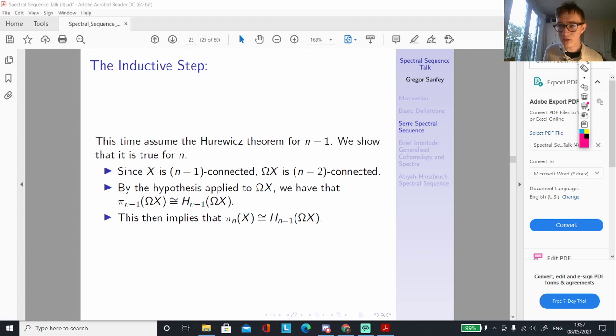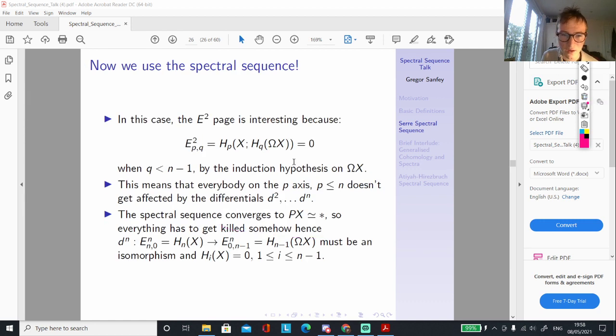Okay, so again, remember that loop spaces behave particularly nicely under homotopy groups. So if X is n-1 connected, then the loop space must be n-2 connected. But because of the induction hypothesis, we know that the n-1th homotopy group of the loop space must coincide with this. The loop space behaves so nicely that we just get this result straight away by the induction hypothesis. And so now we just have to do the same thing as before. That is, we have to show that the nth homology of X is isomorphic to the n-1th homology of the loop space of X.